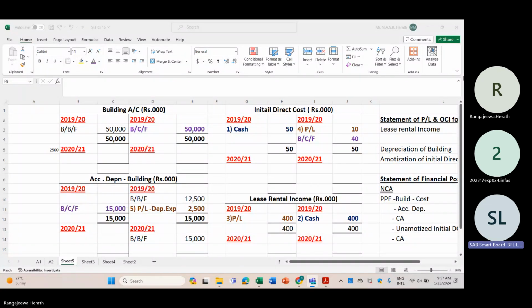Right. So the first year I completed, right? First, when the agreement is made, we spend the initial direct cost: 50,000 cash credit, initial direct cost debit. Then at the end of the year we receive the first lease rental: cash debit 400,000, lease rental income credit. Then that 400 we charge to P&L as income.